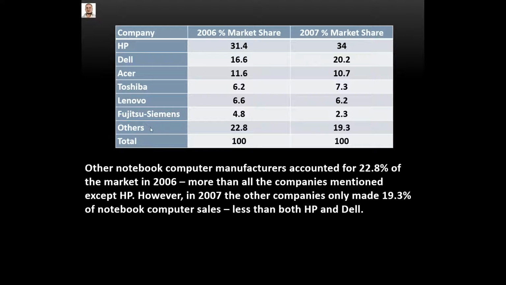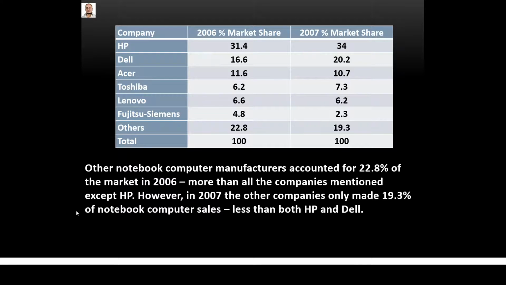Other notebook computer manufacturers accounted for 22.8% of the market in 2006, more than all the companies mentioned except HP. However, in 2007, the other companies only made 19.3% of notebook computer sales, less than both HP and Dell. That was the last step we wrote here.